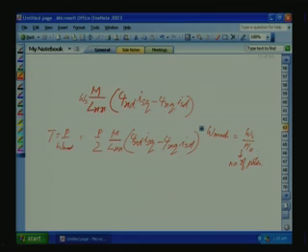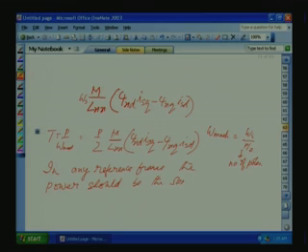So in any transformation, the power balance should be met. That means in any reference frame, the power should be equal. The power should be the same. That is, power balance should be met. Let us see whether, for the alpha beta transformation and the transformation to dq, the power balance is met.